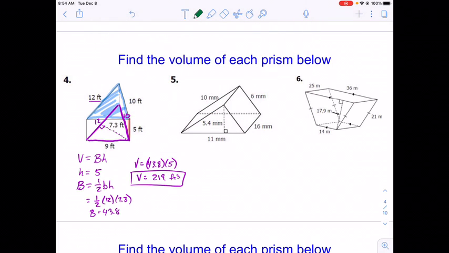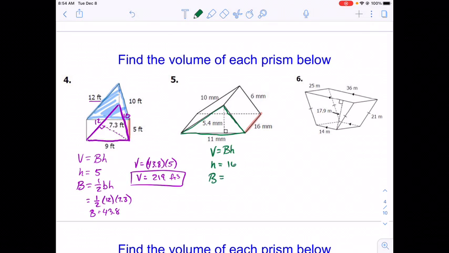Okay, so let's look at the next one now. Another triangular prism. Notice that this is the base here, this triangular face. Let's identify our information. Volume is equal to area of the base times the height. Our height is the distance between, so this is going to be the height. How far is it between my front face and the back face? That's going to be 16.